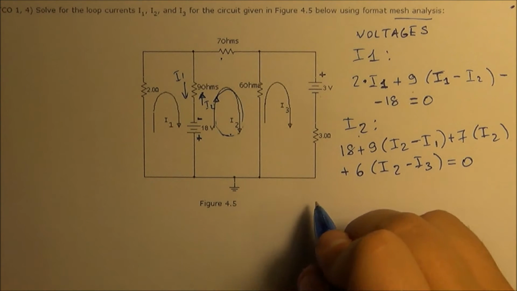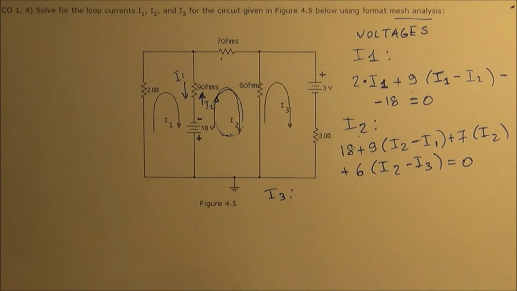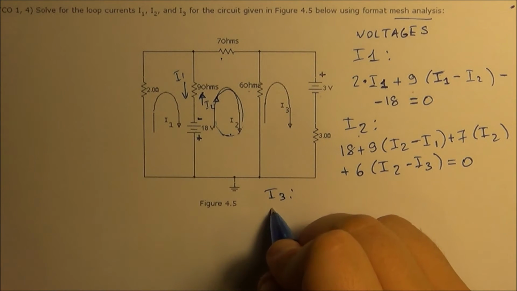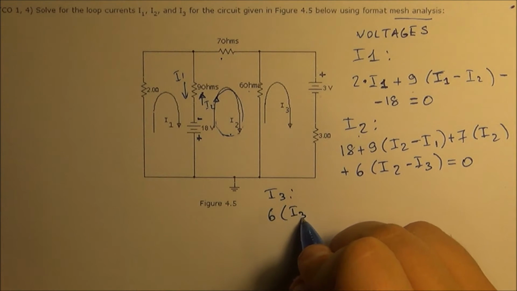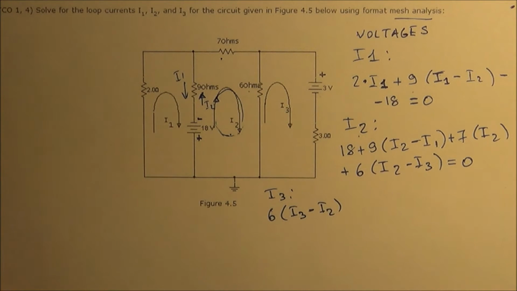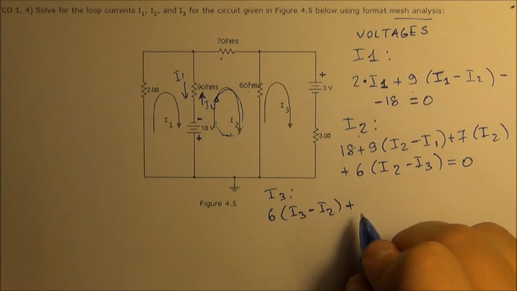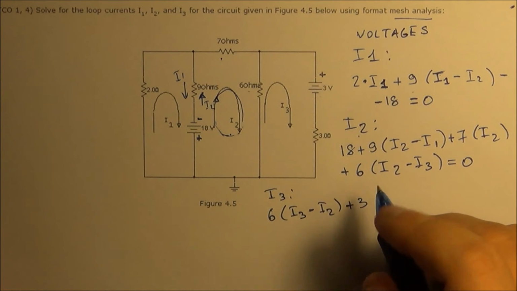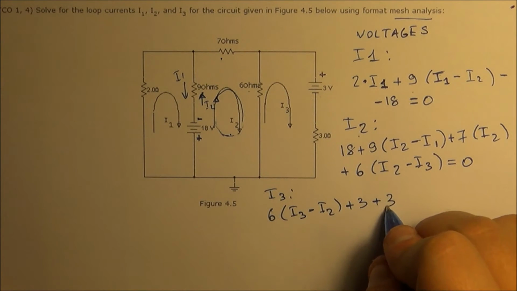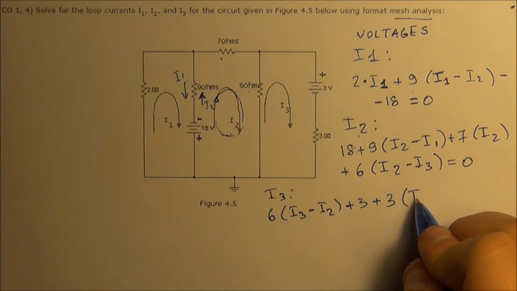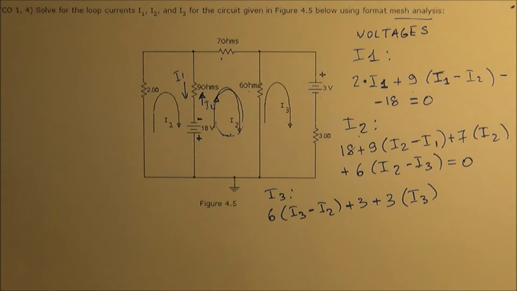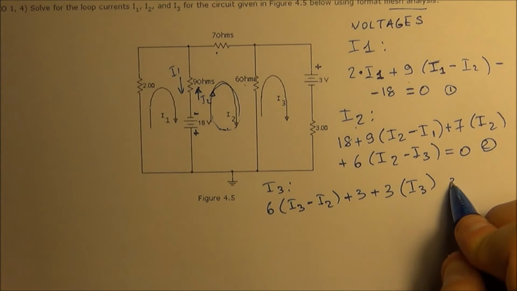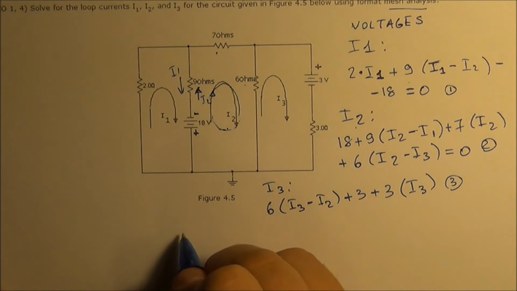What else do we have? I3. For I3 we have, let's start with this resistor, so 6 times I3 minus I2, plus the 3 volt battery. As you can see, we enter it from the positive side, so it's plus 3, plus 3 times your current I3. So we are left with 1, 2, and 3 equations. Let's write them all out.